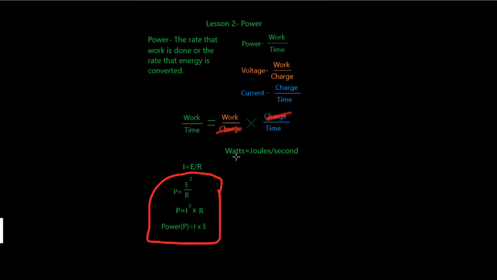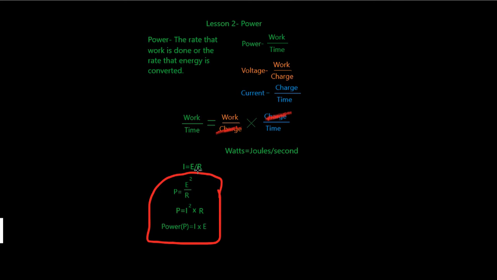And when you calculate power, it comes out in watts. So watts is joules per second. And based on this equation, if you multiply current, or in this case, the unit would be amps, times volts, you're going to get the watts that are dissipated in whatever you're looking at.